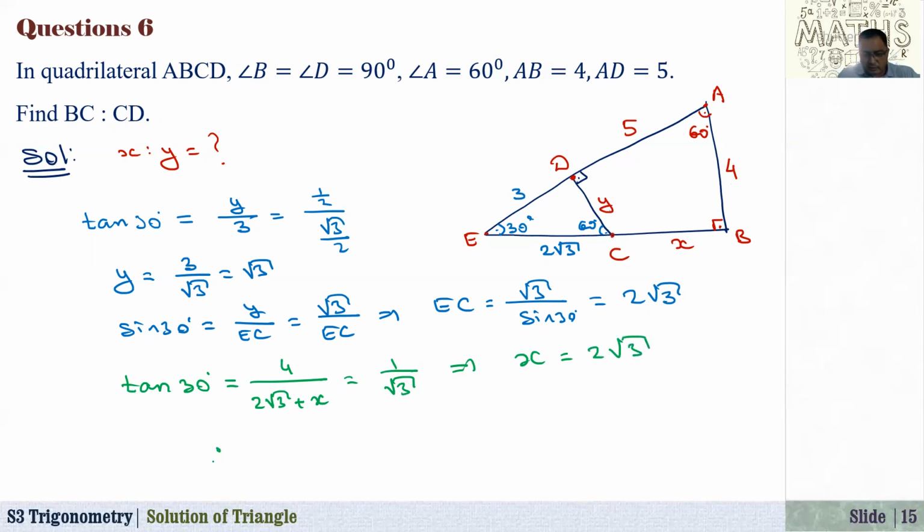Now, from here, the ratio of x to y, x is equal to 2 square root of 3 over y is equal to square root of 3, that's equal to 2 to 1.